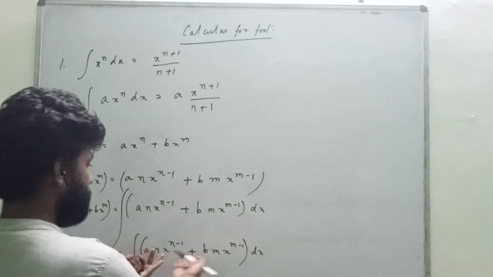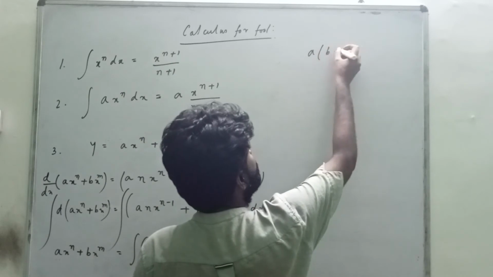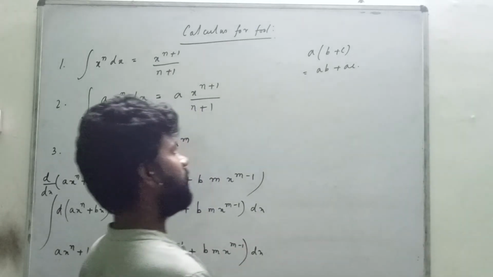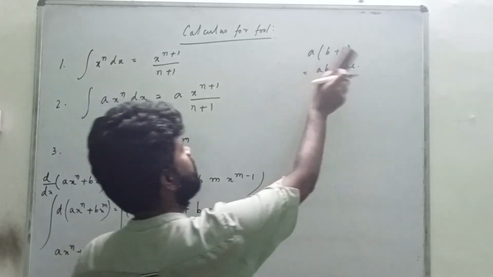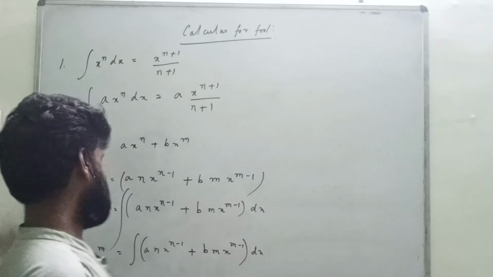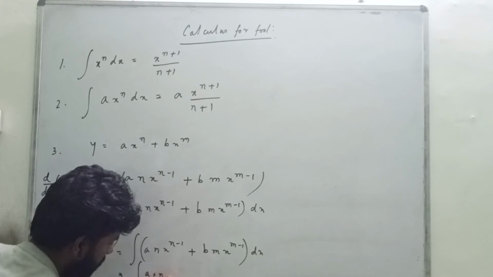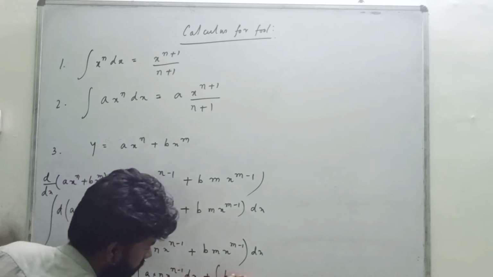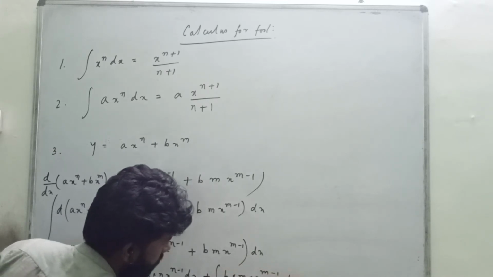And you just multiply it, same thing, right? A into b plus c equals ab plus ac, right? This is actually your distributive rule. So it is a into b plus c means ab plus ac. So for this you write it separately: the sum of a m x power n minus 1 dx plus the sum of b m x power n minus 1 dx.